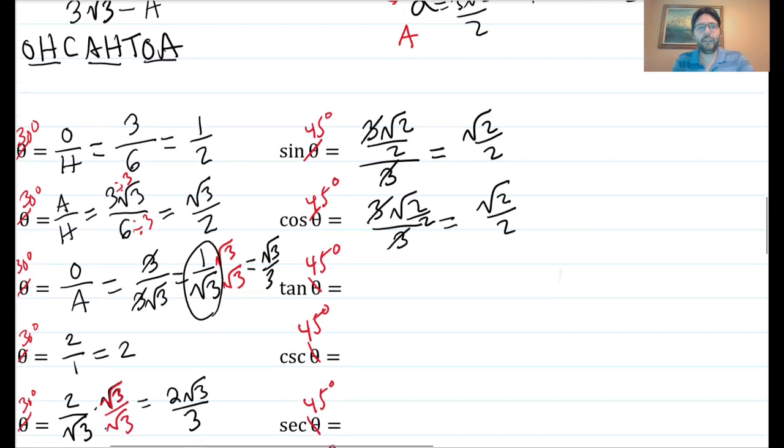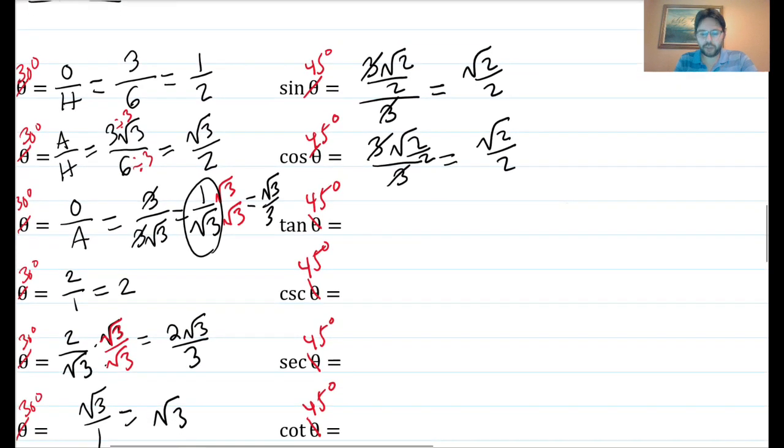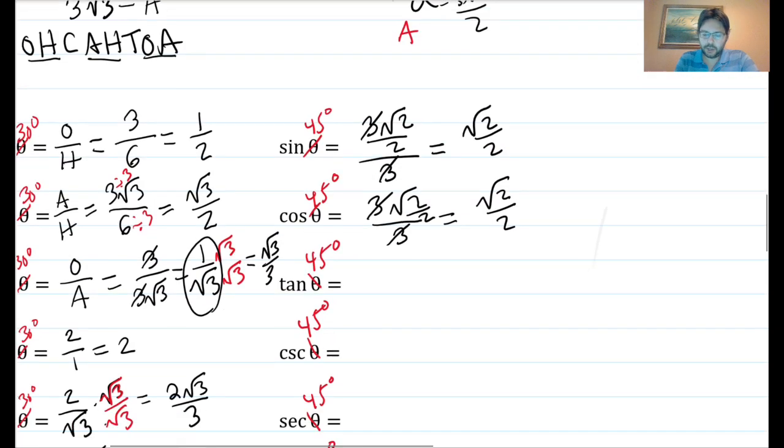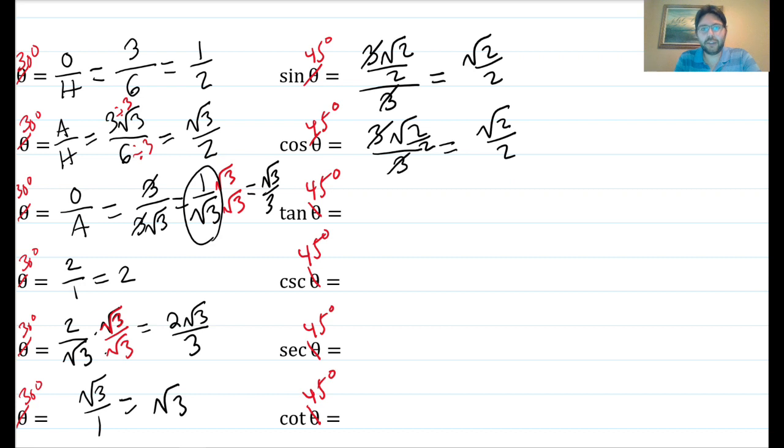All right, and then tangent is going to be opposite over adjacent. So the opposite side is the 3 square root of 2 over 2. The adjacent side is the same thing. So basically we have two things divided by the same thing. So 3 square root of 2 over 2 divided by 3 square root of 2 over 2. And basically they all cancel out because of the same thing. So basically you're left with just 1.